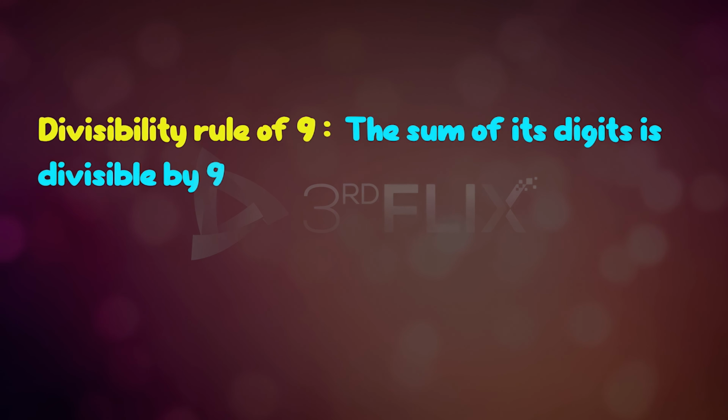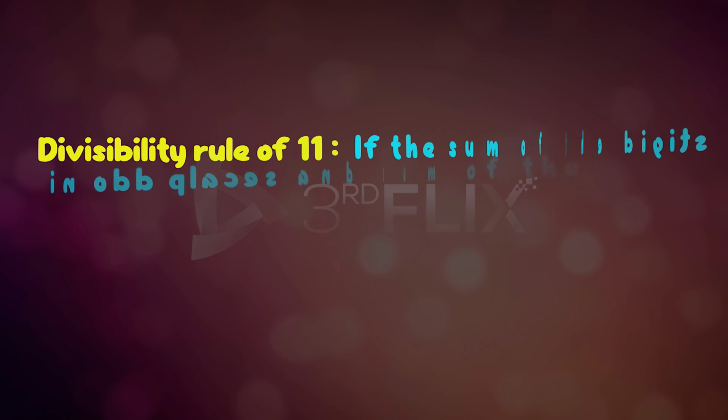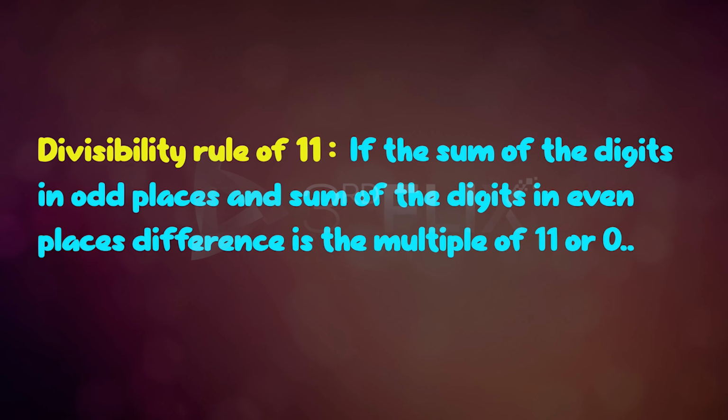Divisibility rule of 9. The sum of its digits is divisible by 9. Divisibility rule of 10. The last digit is 0. Divisibility rule of 11. If the difference between the sum of the digits in odd places and the sum of the digits in even places is a multiple of 11 or 0, the number is divisible by 11.